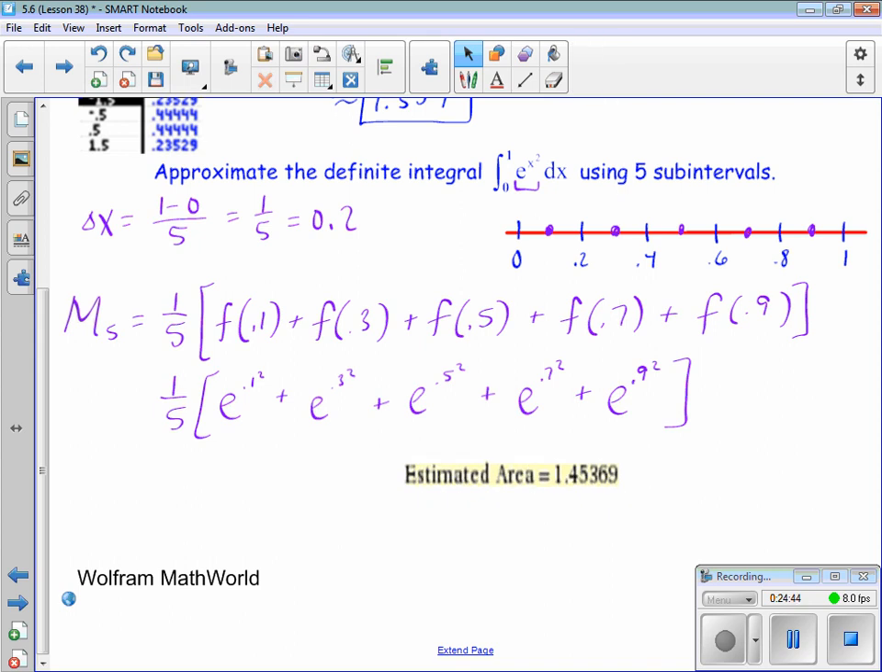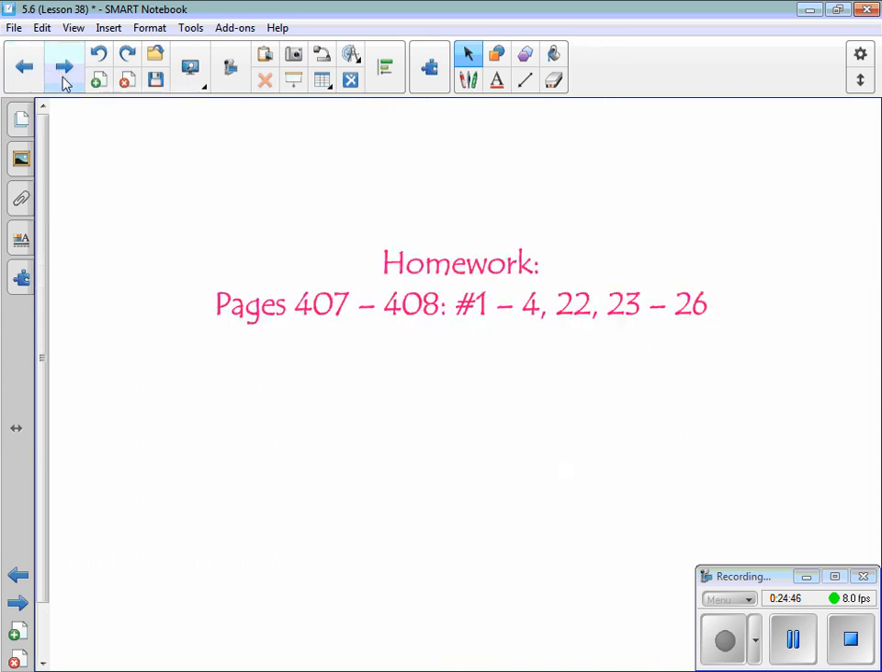Okay, then your homework. There's not a whole lot of problems there, okay? But they take a little bit of time. Just be careful that you pull your midpoints right, is the easiest thing to mess up on.